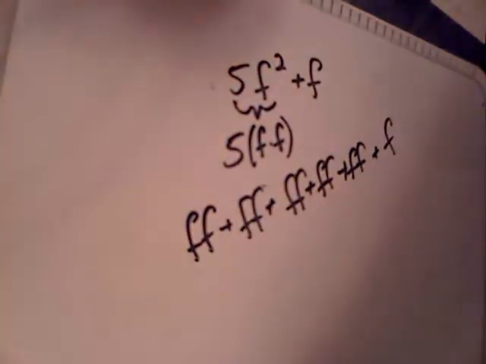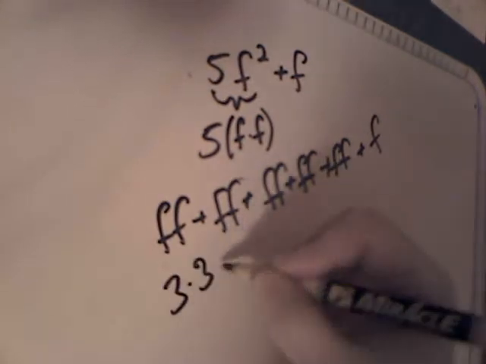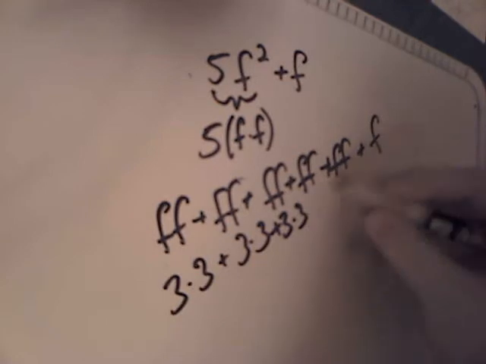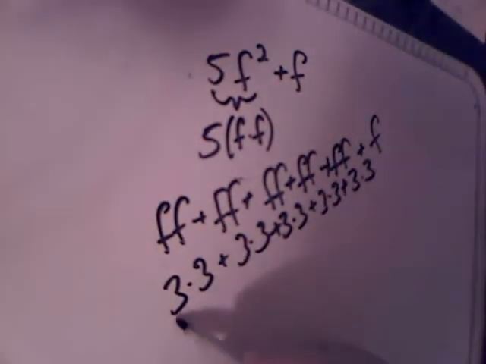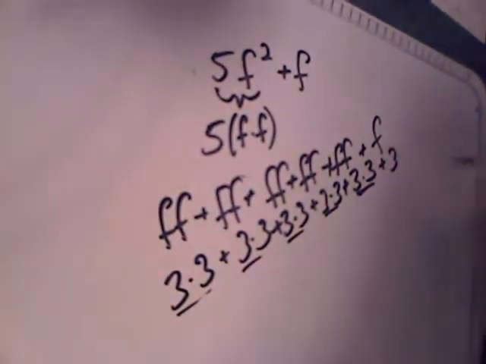Can we combine these f's together? The answer is no. Let's go ahead and replace f with some number. Let's pick the number 3 because that's relatively easy to work with. If all of these are 3's, this means 3 times 3 plus 3 times 3 plus 3 times 3 plus 3 times 3 plus 3 times 3. We have 1, 2, 3, 4, 5 plus 3.